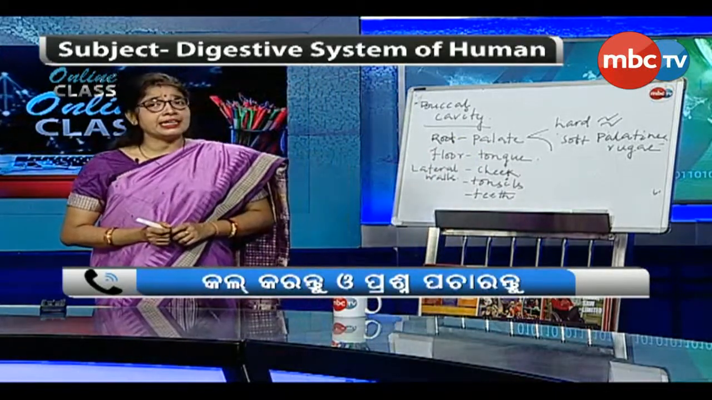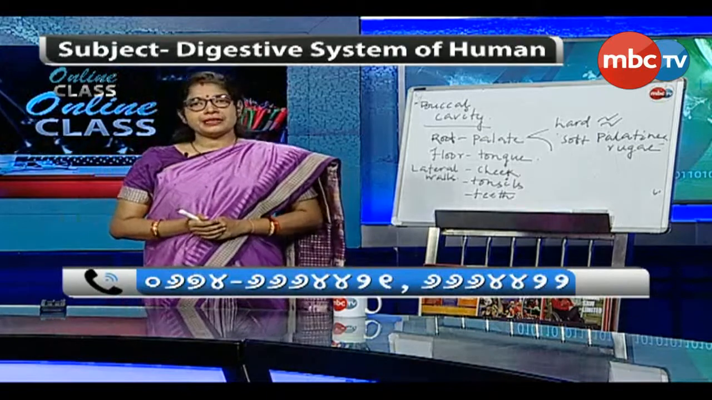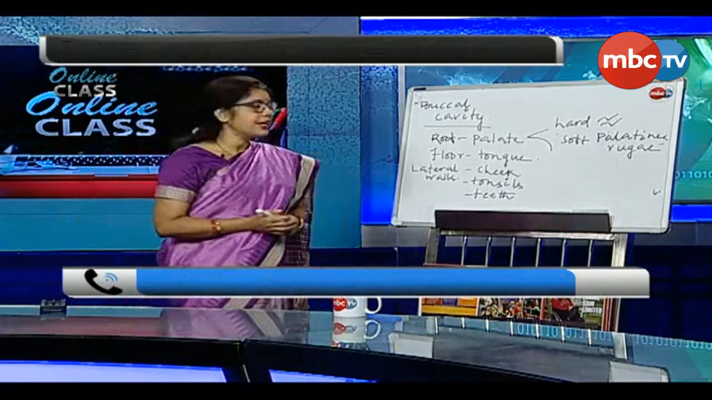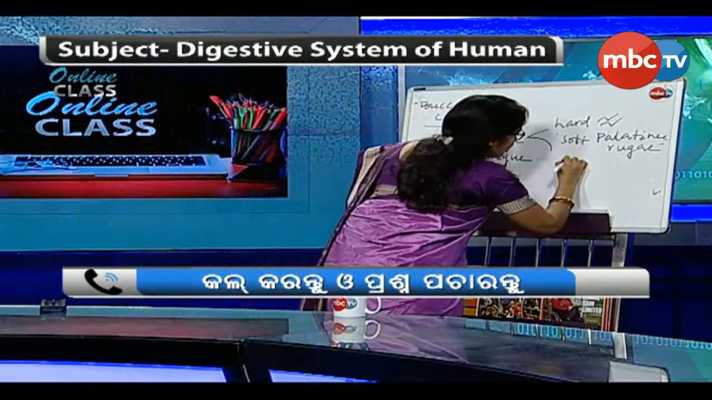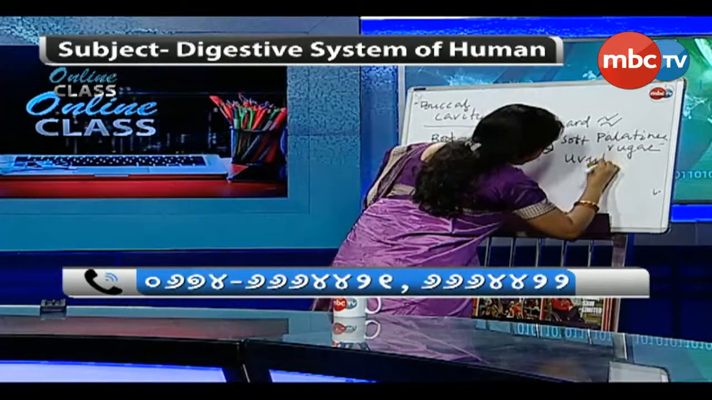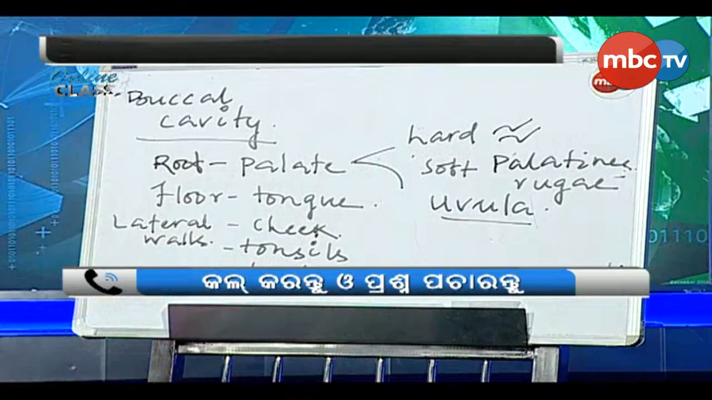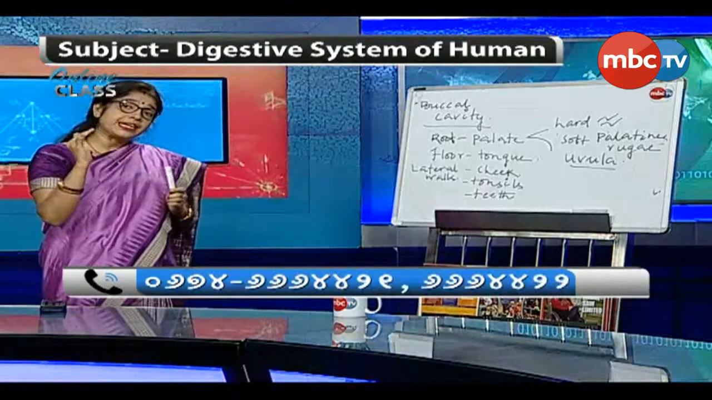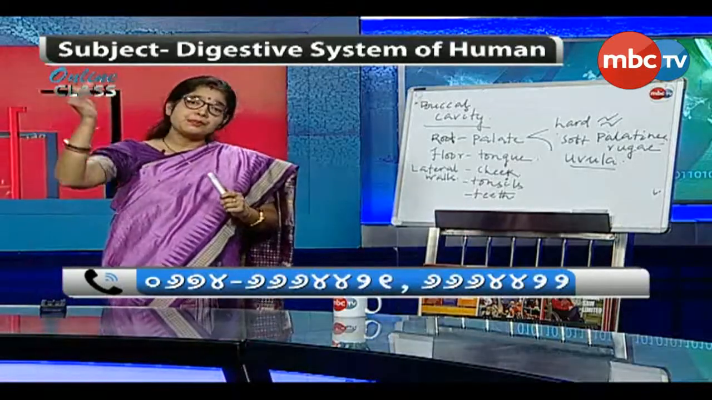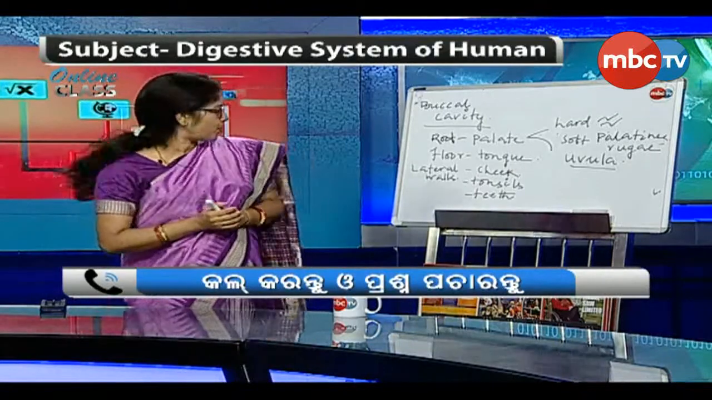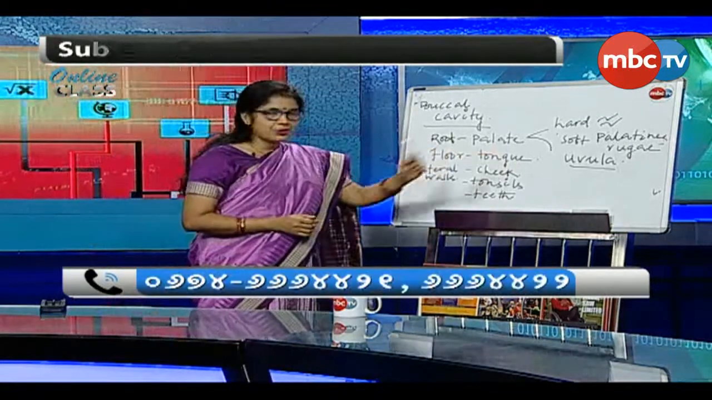Then the posterior part of the palate is known as the soft palate, where the end of the soft palate is demarcated by the presence of an elevation, and that elevation is known as uvula. So, uvula is the part which demarcates the posterior most part of the soft palate. So this is about the palate.